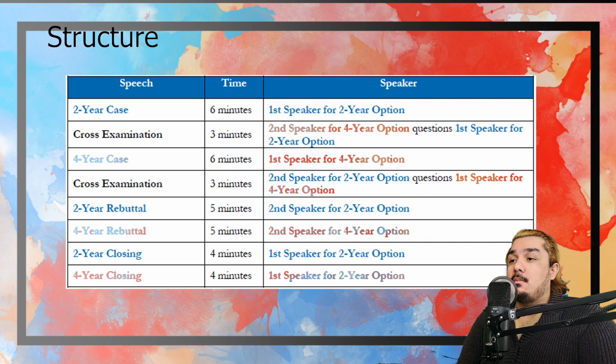The total time for these debates will be shorter than a policy round. On the day of the tournament, you will debate for 4 or 5 rounds, and you will have at least 2 debates on each side of the topic.